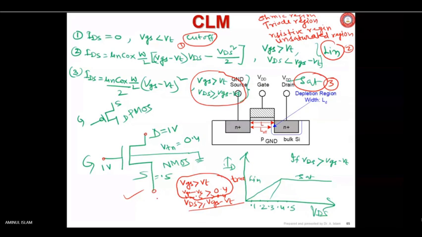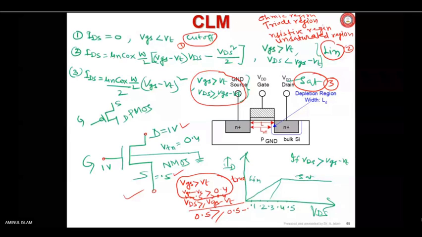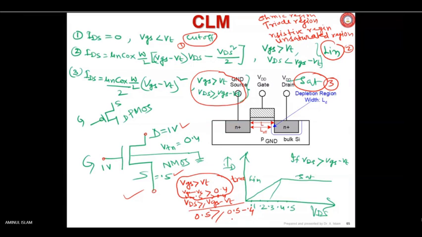VDS in our case is what? Tell me, Aman. 0.5. 0.5 volt because 1 minus 0.5. VD is 1, VS is 0.5. So 0.5 should be greater than or equal to VGS minus VT. What is VGS minus VT? VGS we have got as 0.5, minus 0.4, which is 0.1. So it is true. So it is in saturation region. I hope you can understand all these things.